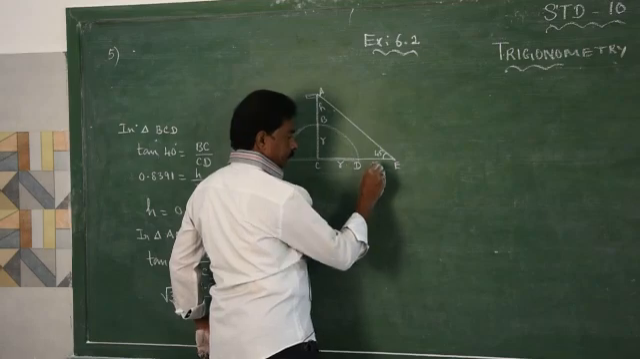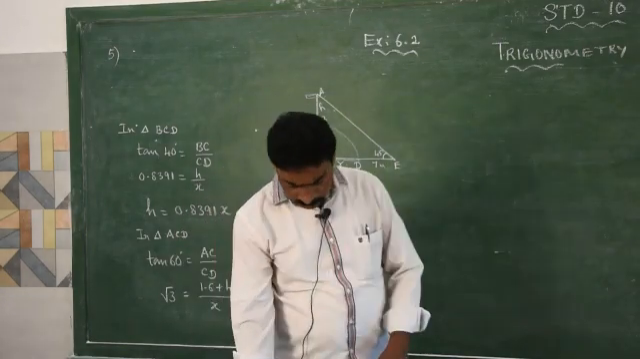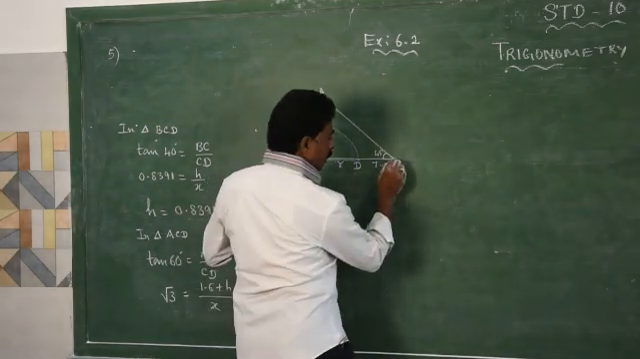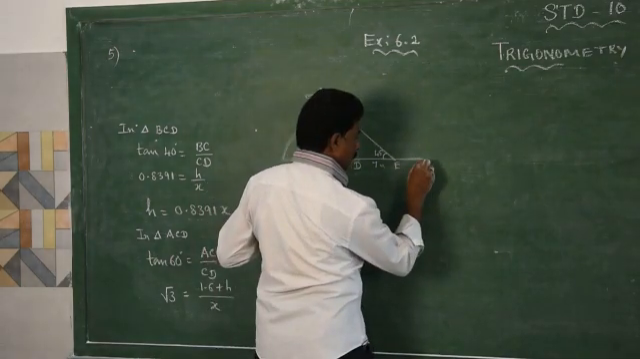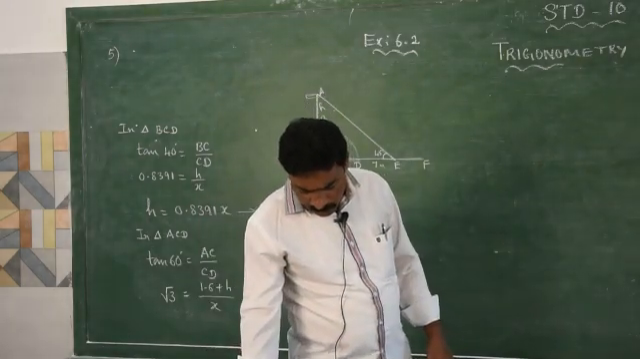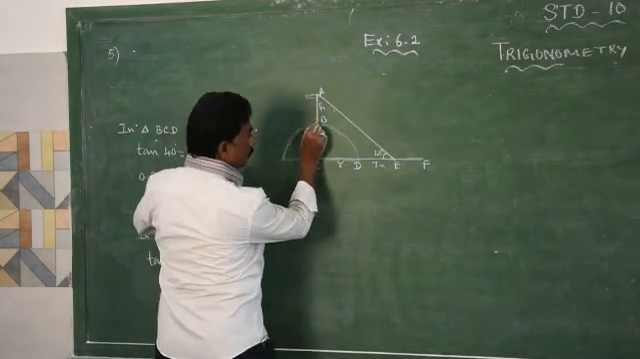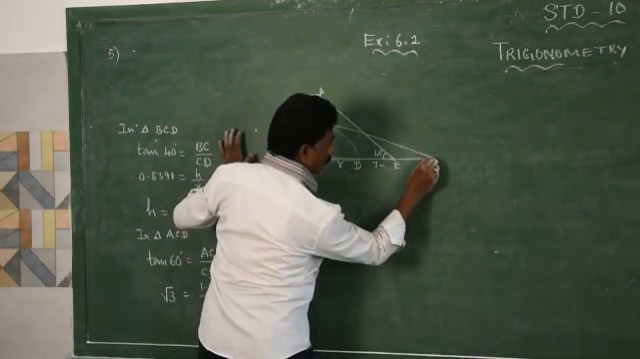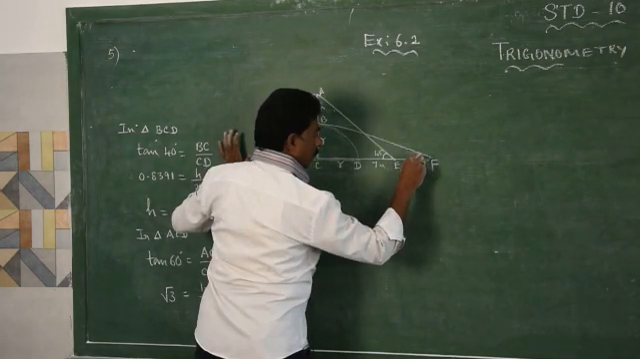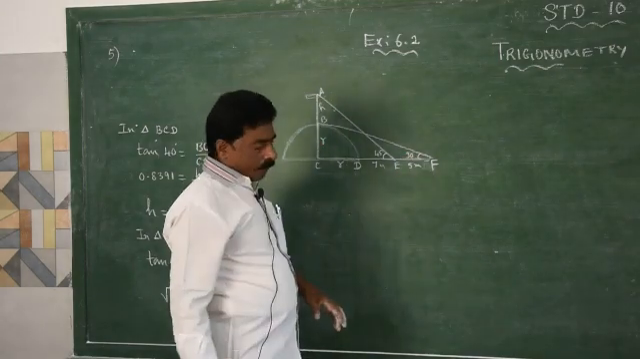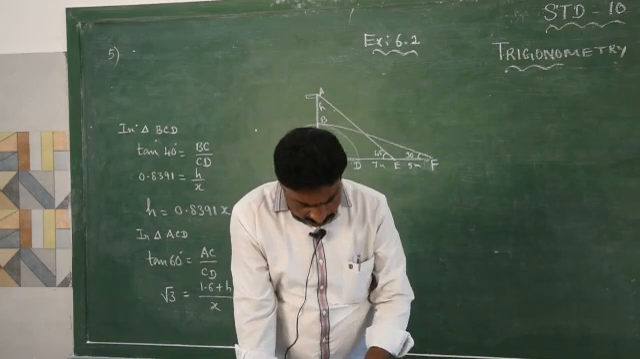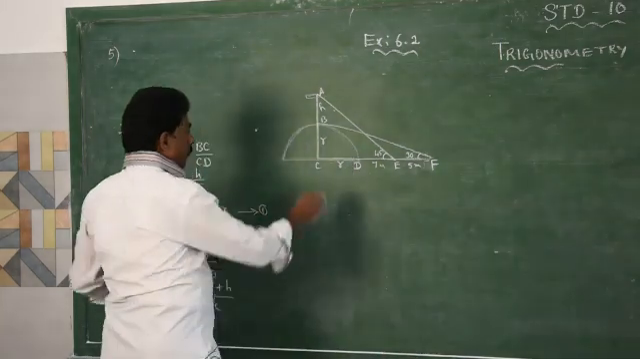This is 7 meter. And moving 5 meter away from the dome, and seeing the bottom of the pole at an angle of 30 degree. Bottom of the pole is here, 5 meter at 30 degree. We have to find the height of the pole, h, and the radius of the dome. So we have to find h and r.